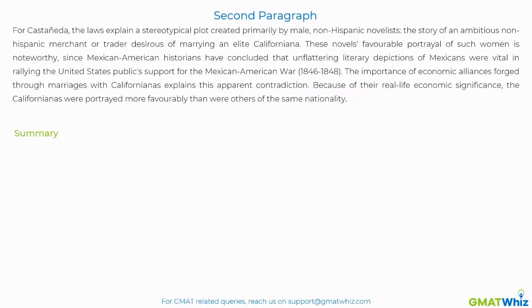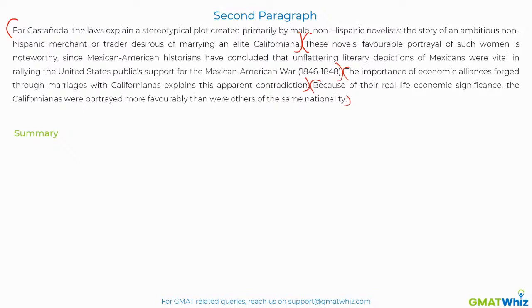Again, the next paragraph, if you see, it's divided into one sentence here, another sentence starting here and ending here, and then shorter sentences, 4 sentences in all. First sentence is very important. For Castaneda, the laws. The laws refers to what? The Hispanic laws. The Hispanic laws explain a stereotypical plot.